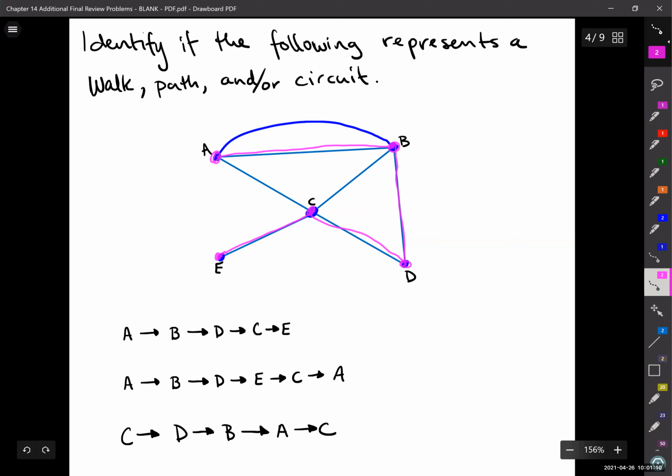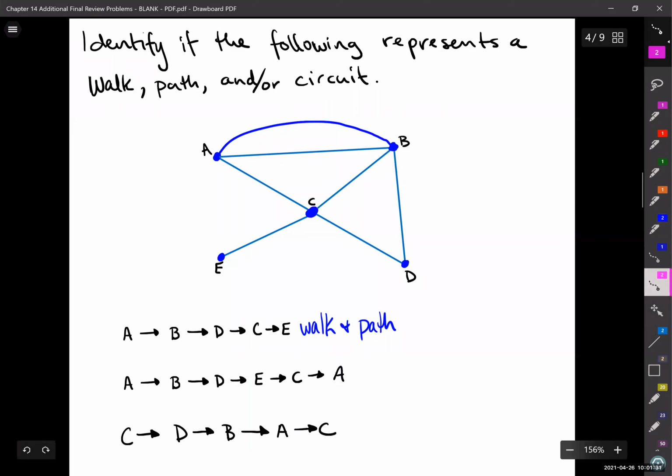Did I ever repeat an edge? Good, I didn't repeat, so it is also a path. Did I begin and end in the same place? No, so we've got to stop short. It's not a circuit, but I could rightly say that it's a walk and a path.